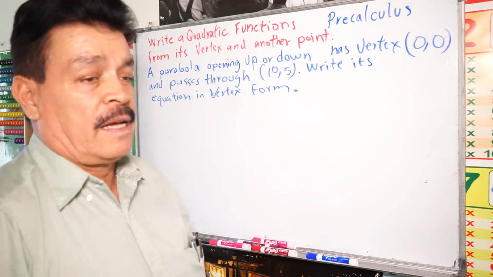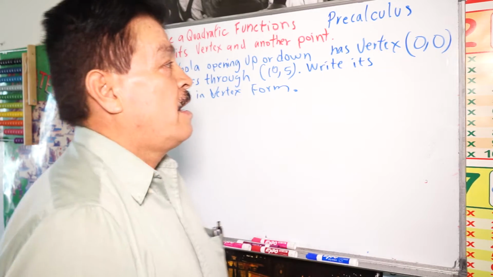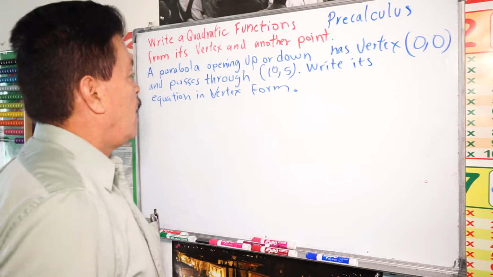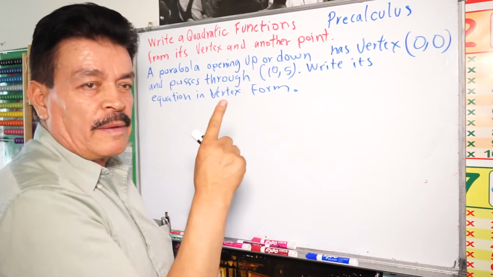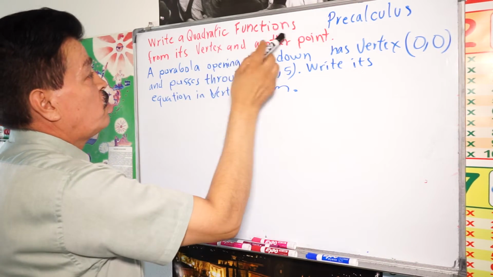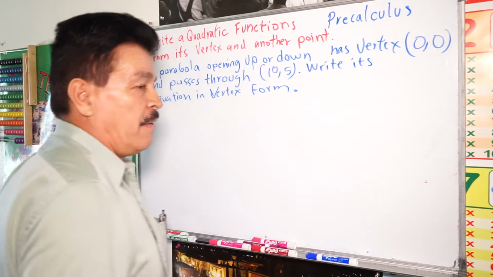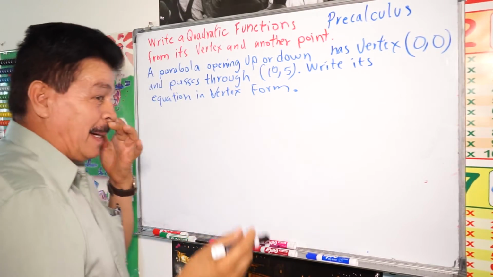Point is our class for today. Today is a Precalculus class. I'm going to solve one problem to show what I mean in this class: write a quadratic function from its vertex and another point. For instance, what is the vertex?